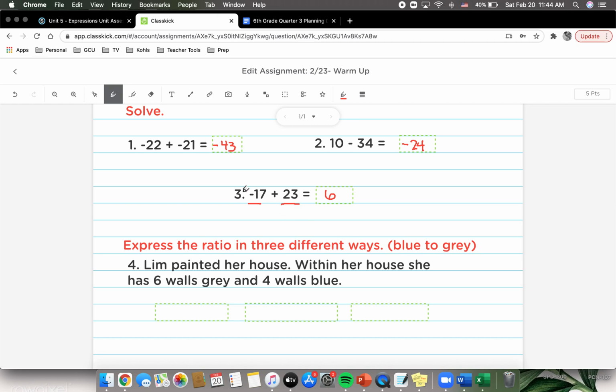Looking at number 4, it says express the ratio in 3 different ways: blue to gray. Lynn painted her house. Within her house, she has 6 walls gray and 4 walls that are blue. So we can write this in 3 different ways for our ratio. We can write it 4 over 6, or 4 colon 6, or 4 to 6.